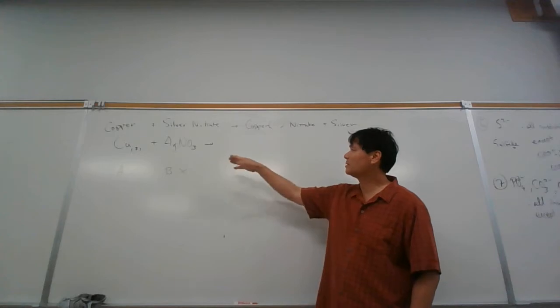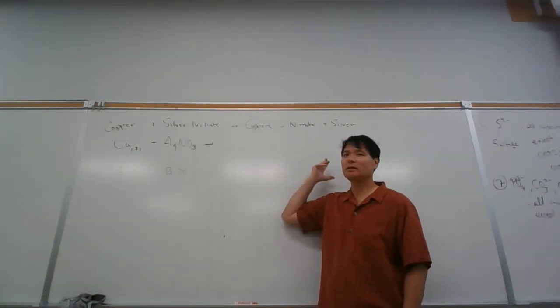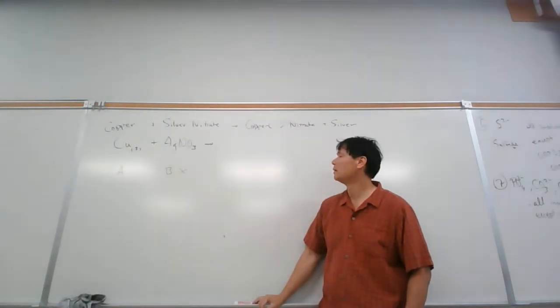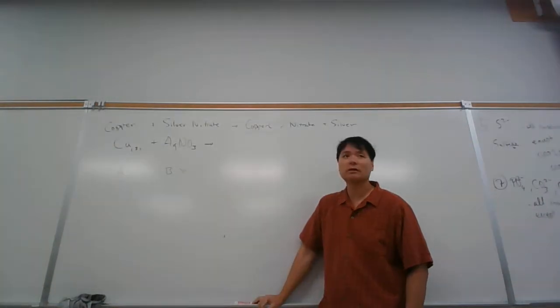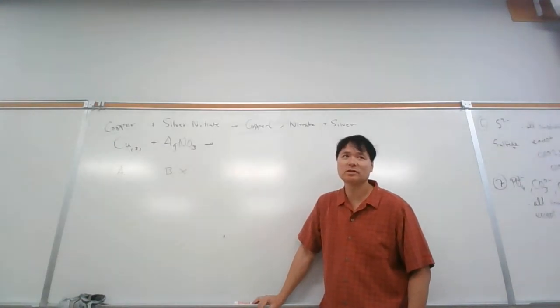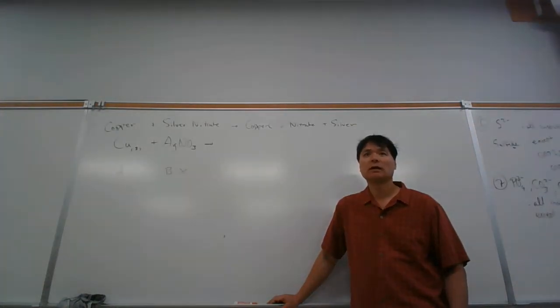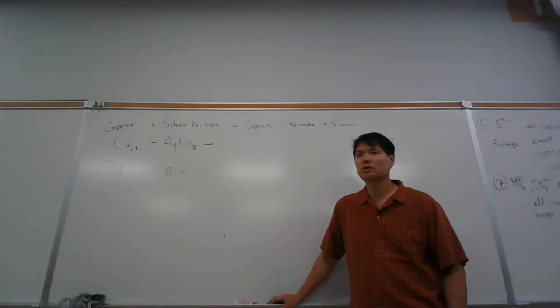Now, if we take copper and silver nitrate, we're going to form copper nitrate and silver metal. But which copper nitrate should we form? Copper 1? What's the other charge of copper? Copper 2. But if you have a choice, let's go with the larger one, which would be copper 2.